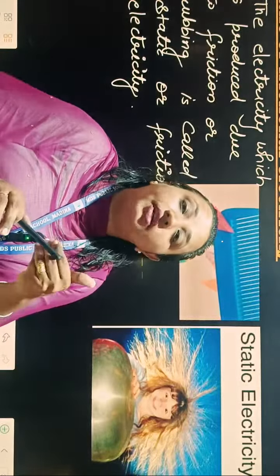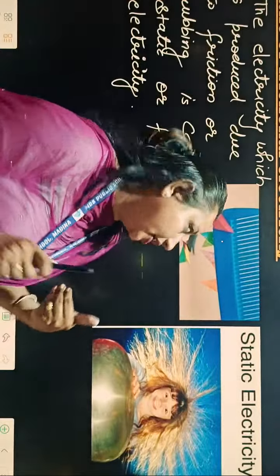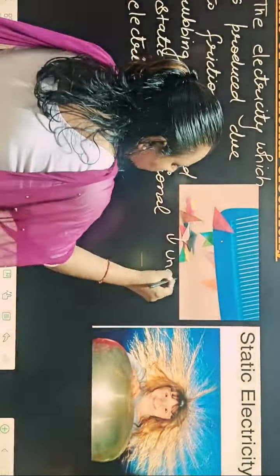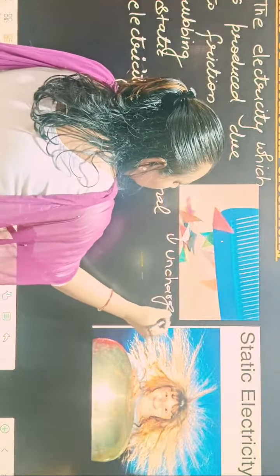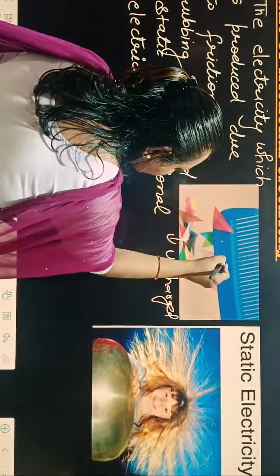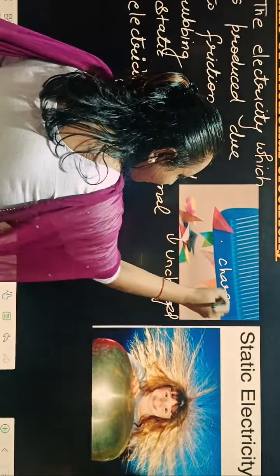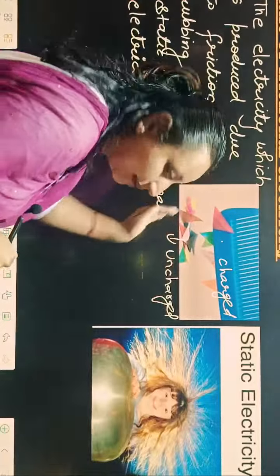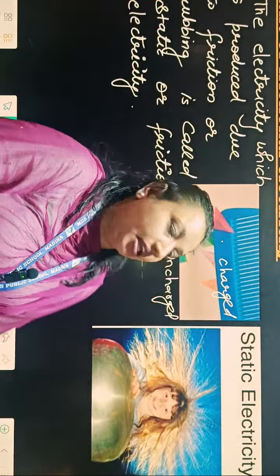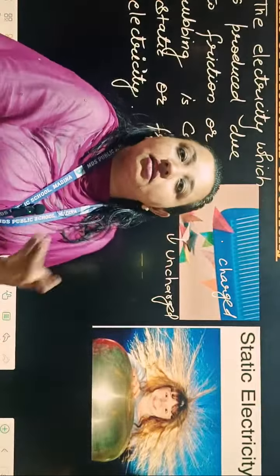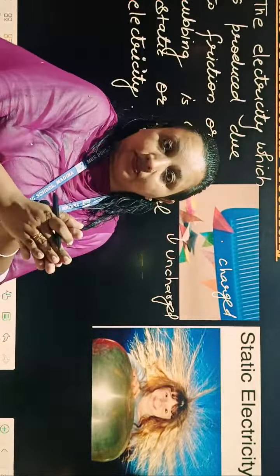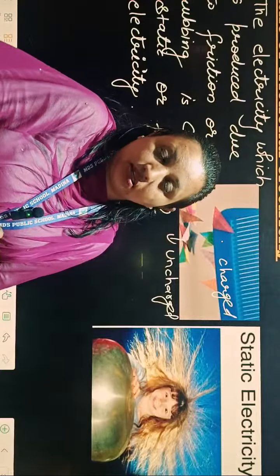So a charged body attracts another uncharged body. These pieces are uncharged. This comb is charged. Okay? So it attracts the small bits of paper. So what type of force is it? It is electrostatic force in which these are at rest. But there is attraction due to the charges. So this study is known as static electricity.